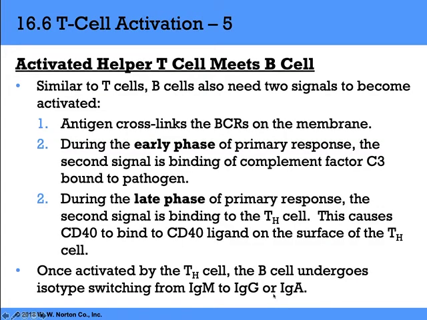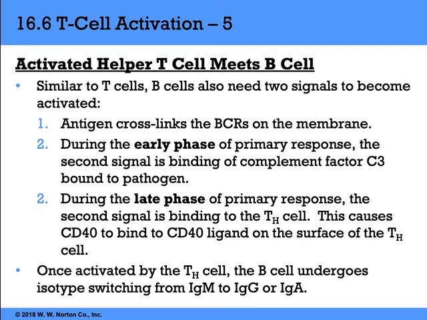When an activated helper T meets the B cell, the antigen cross-links the receptors on the membrane, right? So you've got that sandwich of MHC2, antigen, and then T cell receptor, okay? And then those other proteins that help to hook up the firm, right? CD4 and so forth. During the early phase of the primary response, the second signal is the binding of complement factor C3 bound to pathogen, and during the late phase of the primary response, the second signal is the binding to the T helper, okay? And this causes CD40 to bind CD40 ligand on the surface of the T helper.